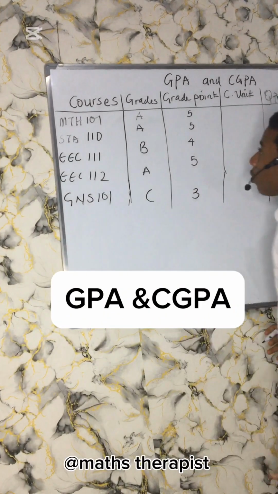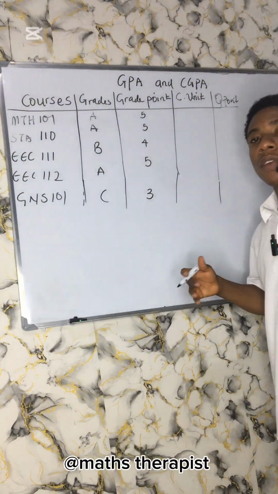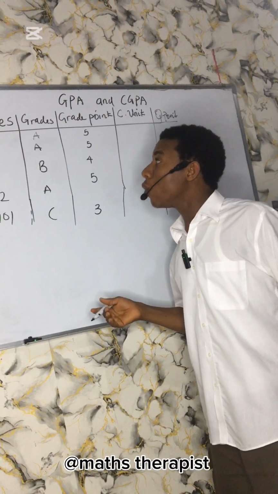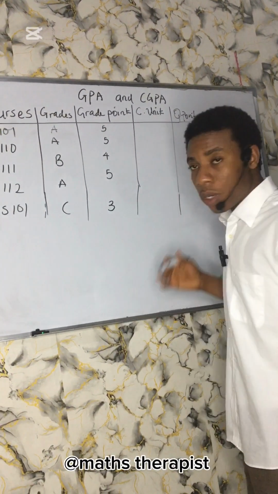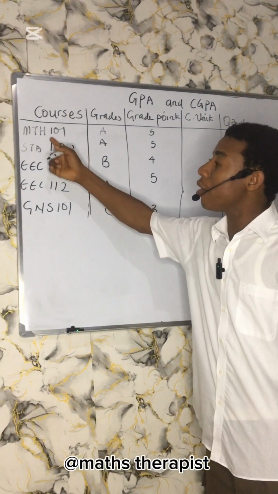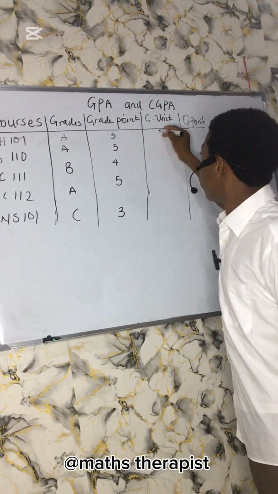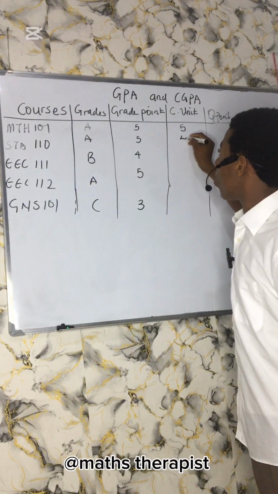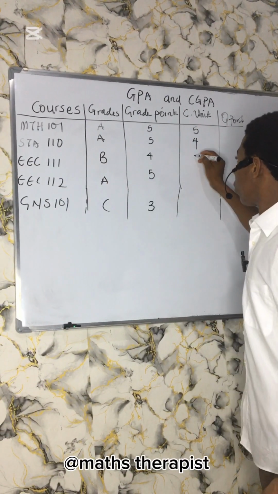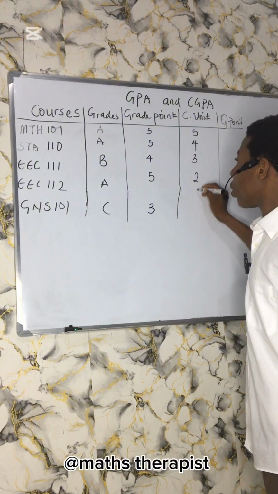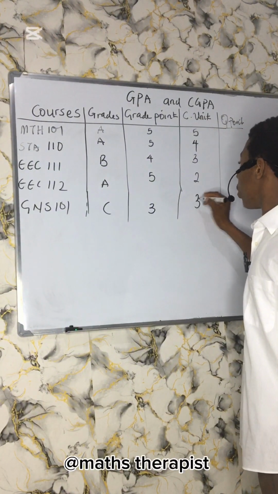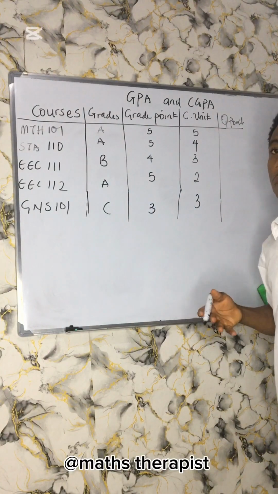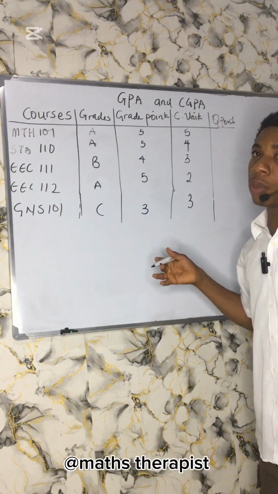Now, what's the credit unit? Remember that each course, in universities and in polytechnics, has its own credit unit. Assuming MTH has a credit unit of 5, STA has a credit unit of 4, and let's assume 4, 2, and 3. I'm just assuming here. You can use your own data to tabulate your own GPA.